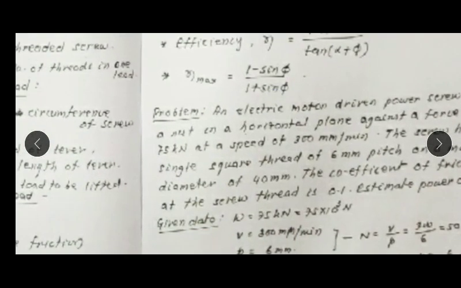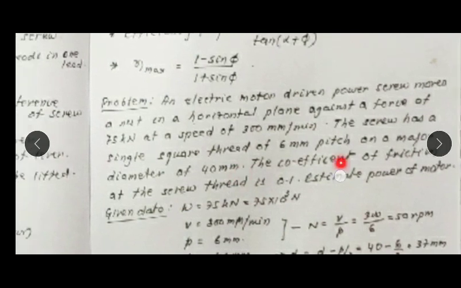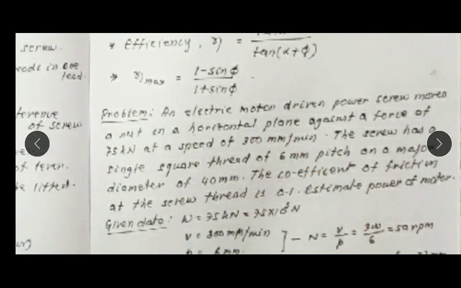Next, the problem which is based on this one: an electric motor driven power screw moves a nut in a horizontal plane against a force of 75 kN at a speed of 300 mm per minute. The screw has a single square thread of 6 mm pitch on a major diameter of 40 mm. The coefficient of friction at the screw thread is 0.1. Estimate power of the motor.